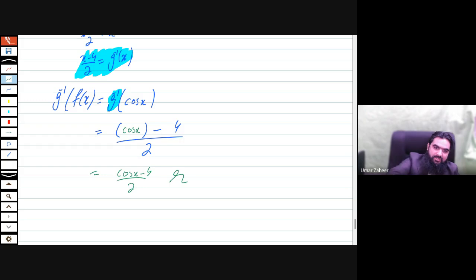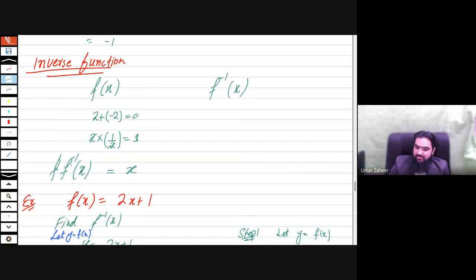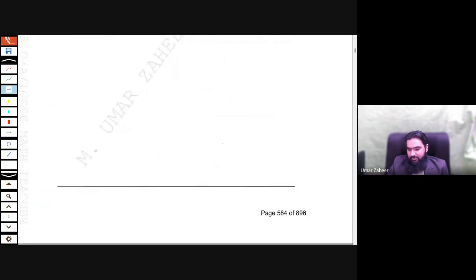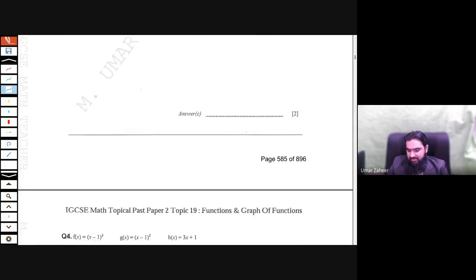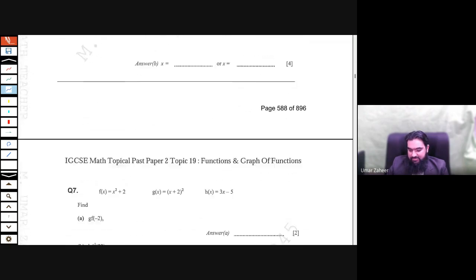So this is how you have to take the inverse of any function. The first, we have composite of functions. This is the worksheet. I'm going to send it to you. You have to complete it. If you have any query, you have to ask it in Monday's class.